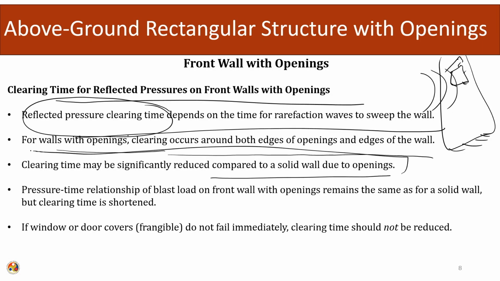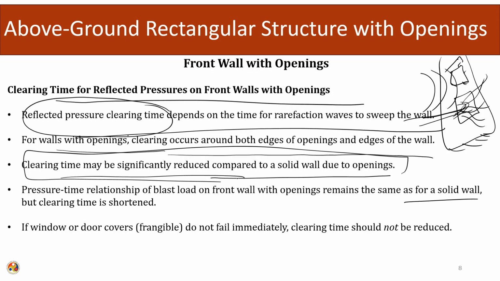Since there are openings there, the total time required for the wave to move past this surface is reduced, because it has got an access point to travel through. So as compared to a proper solid wall, the clearing time is normally less. The pressure-time relationship of blast load on a front wall with opening remains the same as for a solid wall, but clearing time is shortened. The pressure-time relationship is the same, but the time required for the blast to travel through is less.